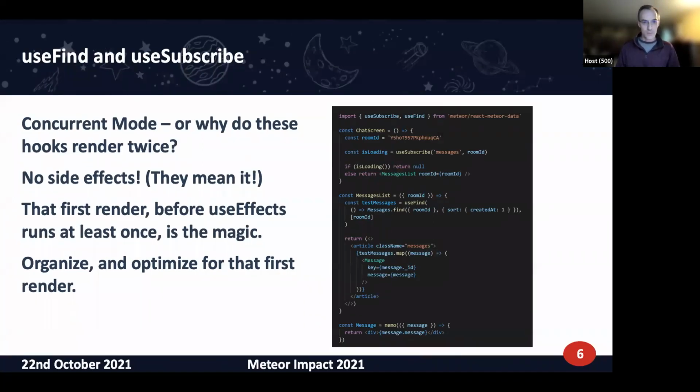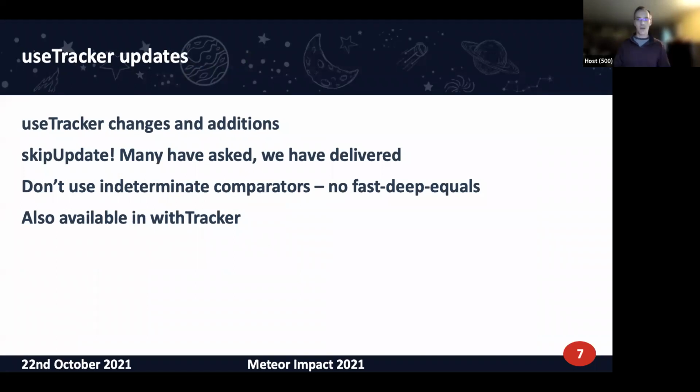And that's really it for use find and use subscribe. And we already covered some of the use tracker updates, the explanation for why it does that double render. We also have added a skip update function that you can pass in as the last argument, either in place of deps or behind deps in your function signature. And that has been a feature request by many for a long time. And it basically lets you compare the result of one update from tracker to the next.